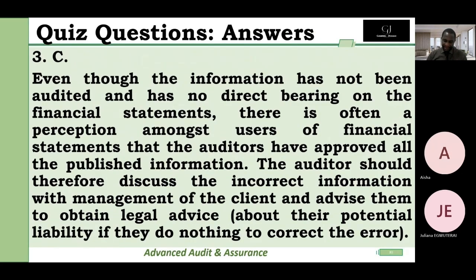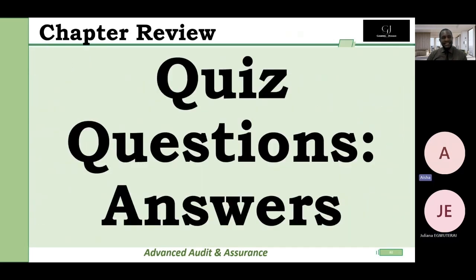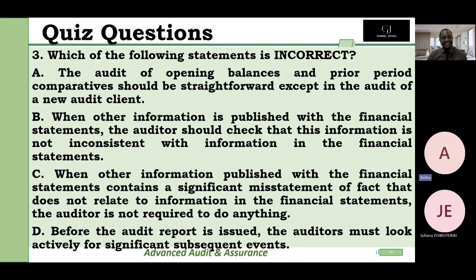And number 3, okay, A got this one and Jay failed it. Number 3, C. So number 3 is, which of the following statements is incorrect? And the answer is, when information published with financial statements contains a significant misstatement of fact that does not relate to the information in the financial statements, the auditor is not required to do anything.